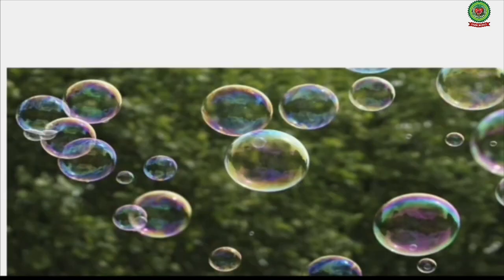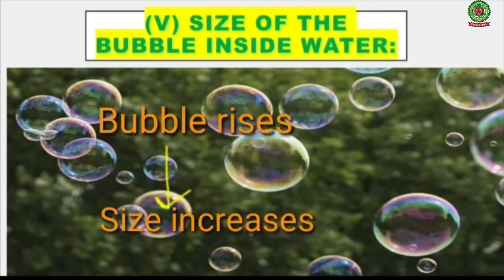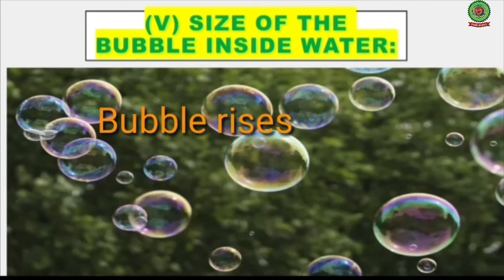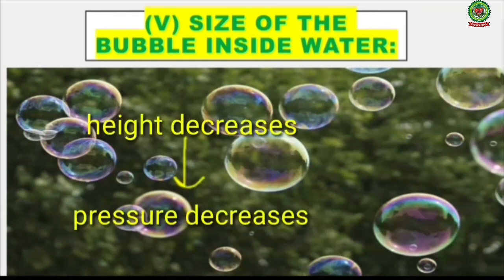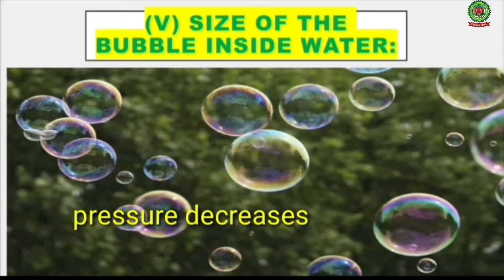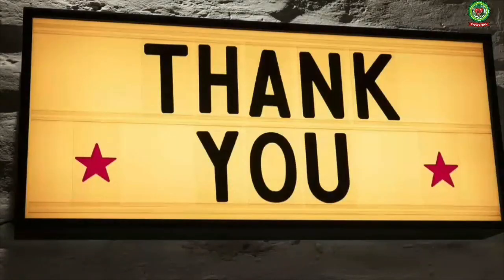Now the next consequence is the size of a bubble inside the water. Students, as the bubble rises, its size increases. The reason is that at a certain depth in water, because of the height difference, the pressure exerted on the bubble is very high. But as we move upwards, the height decreases, so the pressure on the bubble decreases. As a result, the size of the bubble increases. Students, this is all for today.